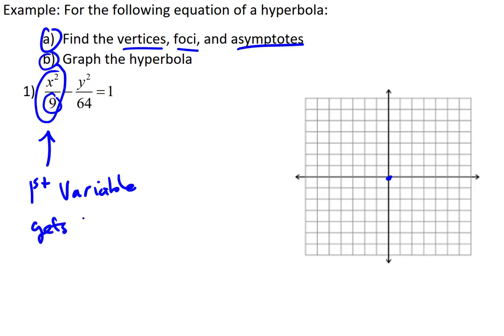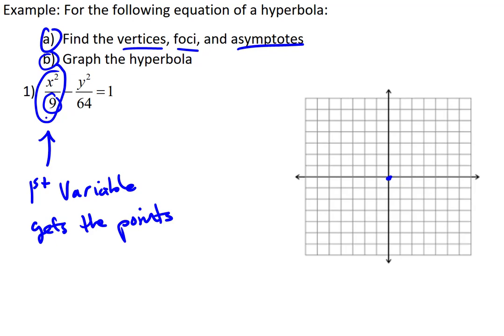gets the points. That's a summary of many of the characteristics in our big long description above with all the formulas in it, okay? The first variable gets the points. So this is a simple way to know how to graph it.